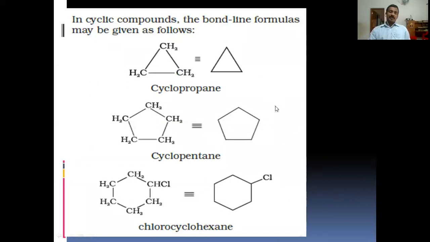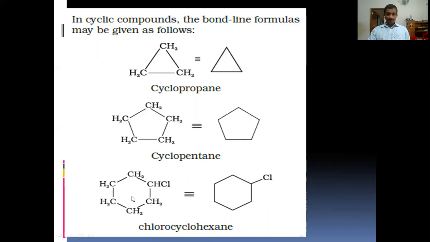Cyclic compounds, we can represent cyclic compounds in bond line structure. We can represent in this way. Cyclopropane, actually, it is CH2, CH2, CH2. In bond line structure, we can represent it like this. A triangle represents cyclopropane. And cyclopentane, a pentagon represents cyclopentane, with CH2 at each corner. It is the bond line formula of cyclopentane.